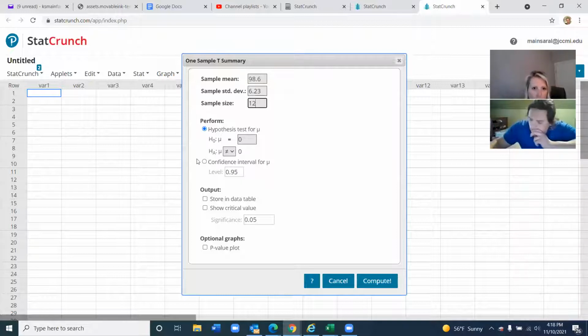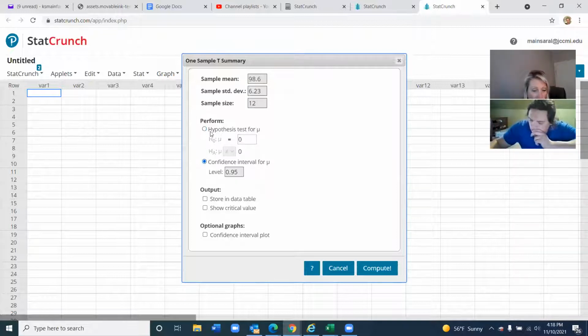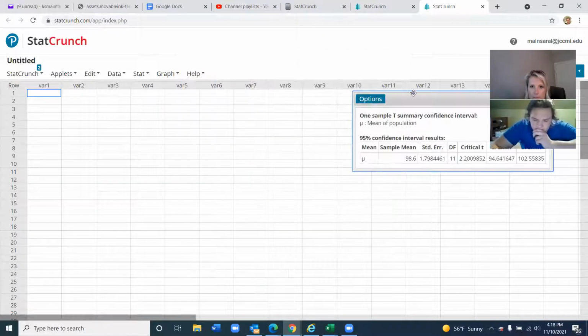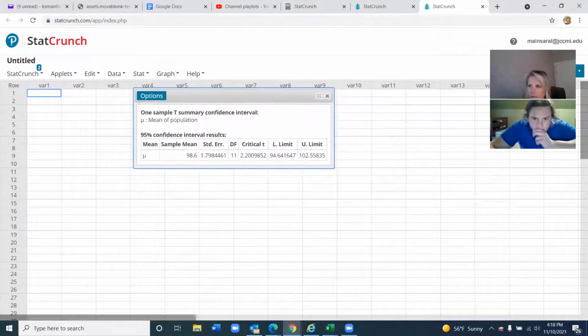And then we're going to choose confidence interval. So in chapter 10, we'll leave it at hypothesis test, but for now we're doing confidence. And then the other thing is make sure you click on show critical value. We don't need it for this table, but we're going to need that for when we fill out the formula. Everybody get that? So let's just fill out the first column that says confidence interval.